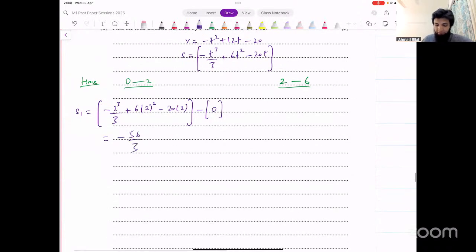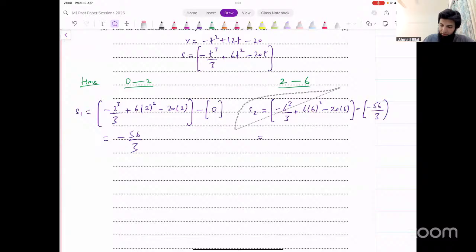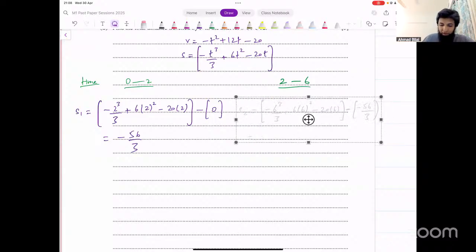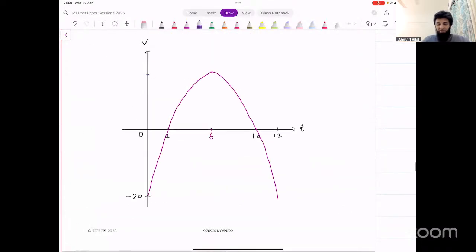That's this part. And then from 2 to 6, that's the second part. We could say that's going to be limits 2 to 6. Input 6 in that: minus 6 cubed divided by 3 plus 6 into 6 squared minus 20 into 6. Subtract from this the case when you input time equals 2. We've already found that value, that is minus 56 over 3. So we can just input that here directly, and that will give us another result. What's this going to be? 128 over 3. So that's the distance traveled in the first half of the journey, and the other half is exactly symmetrical to this. You can see that in the diagram.